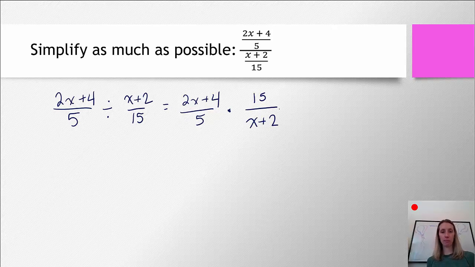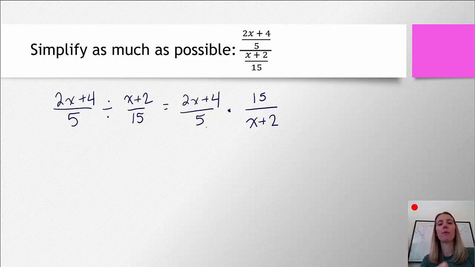Now, I want to simplify before I multiply. However, we can factor one piece. There's one numerator that can be factored, so I want to make sure that I factor that first. If you want to rewrite the whole thing, you can. If you just want to rewrite the factored part right above it, that's probably fine too. Just to save space, I'll just put it right above.